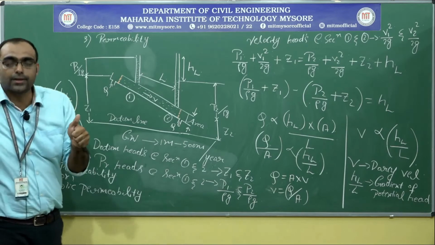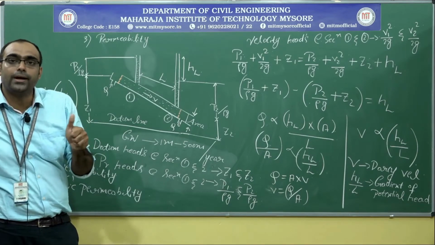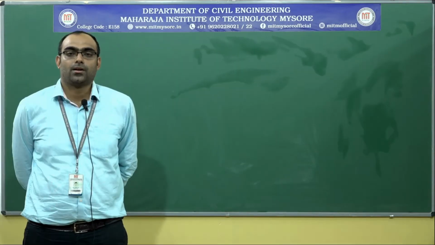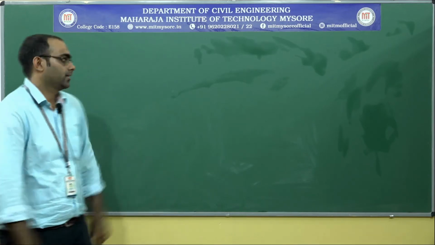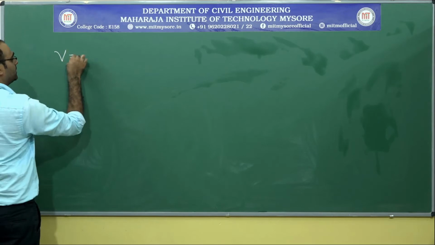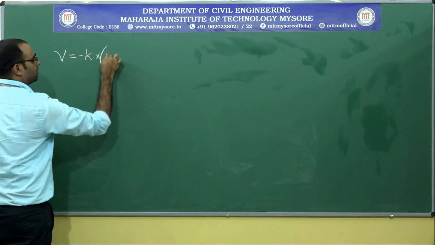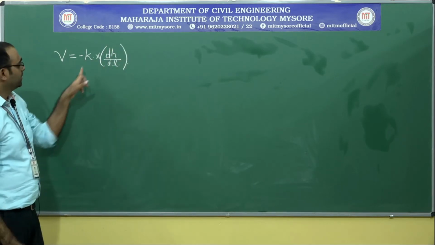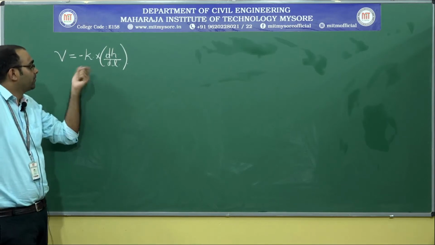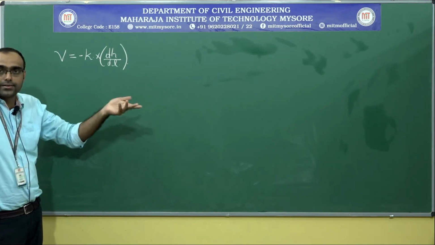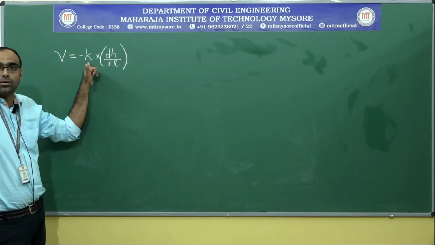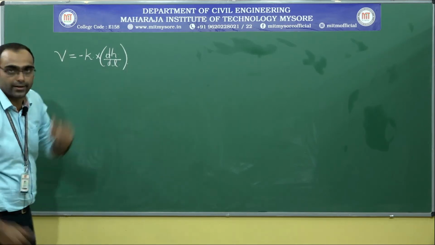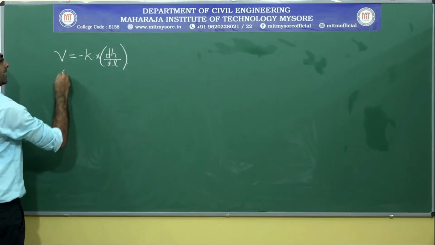Permeability is nothing but the capacity of an aquifer to yield the water readily whenever necessary. Okay. We got the equation for Darcy's velocity. The equation for the Darcy's velocity is V equals minus K into dH by dL, right. Here the K represents the coefficient of hydraulic conductivity, or coefficient of permeability, and this dH by dL represents hydraulic gradient.